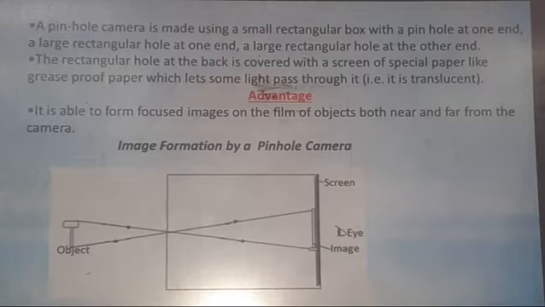What is the advantage of this pinhole camera? It's able to form a focused image on a film of an object, both near and far from the camera. Therefore, the next part we are interested in is image formation by a pinhole camera. If we place our object in front of a pinhole camera, we have this hole. The light is going to be reflected through the hole into the pinhole camera, where we have the screen, and the image that's going to be formed there is upside down.